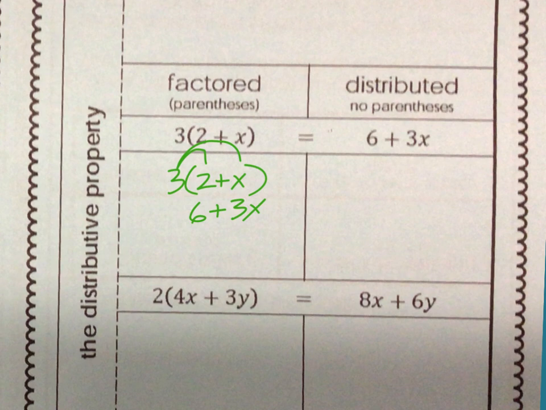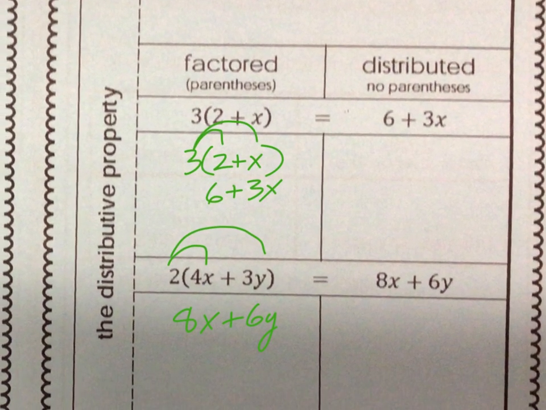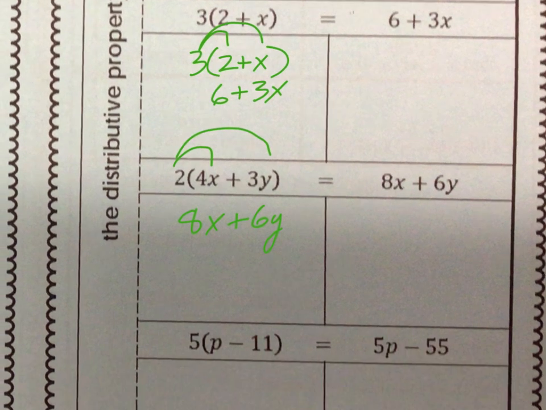Let's go on to the next one. 2 times 4x is 8x. And then 2 times 3y is 6y. And you can see our answer right here matches up with this. We did it right. Okay.